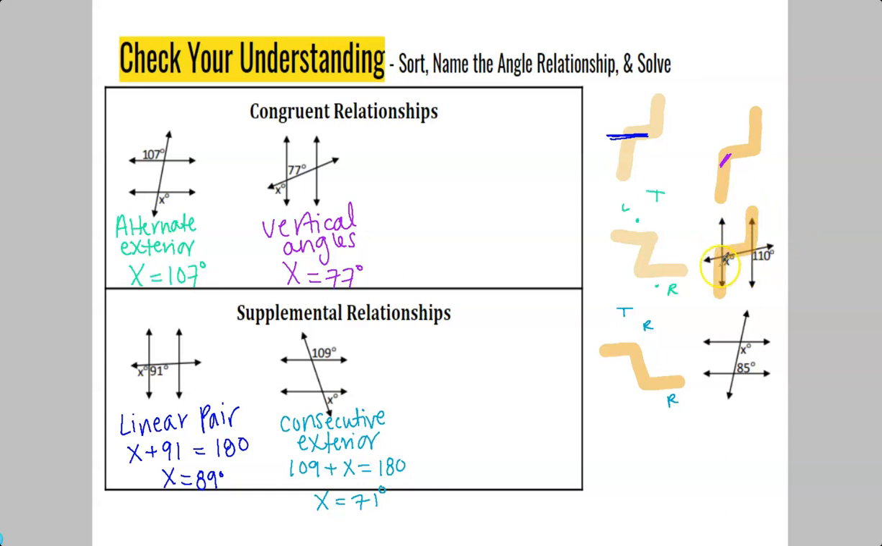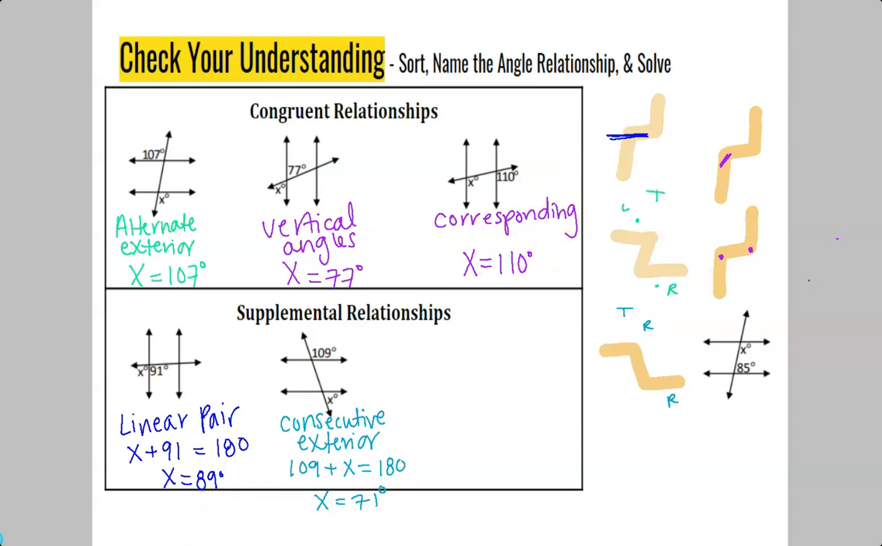So notice this is corresponding because they're in the same position. If I'm looking at this intersection right here, and if I'm looking at this intersection right here, notice this x is to the lower right, and this 110 is to the lower right. So if they're in the same position, that means they're corresponding and they are congruent. So these would be corresponding. And if they're congruent, x is equal to 110 degrees.